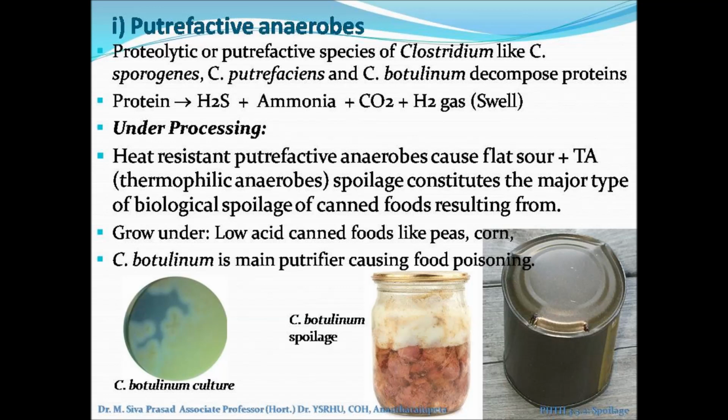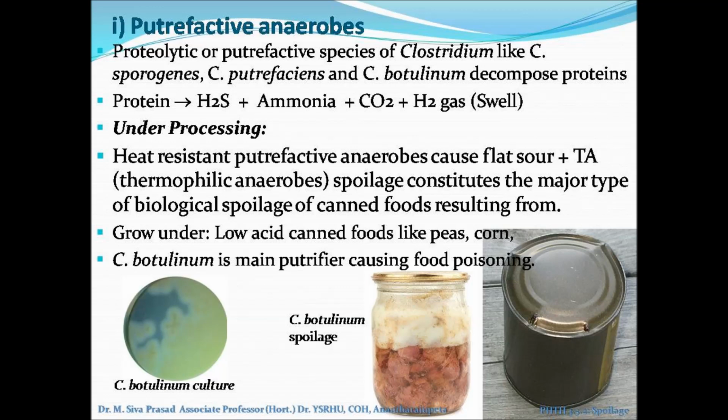The protein of the food is decomposed to produce hydrogen sulfide, ammonia, and gases like carbon dioxide and hydrogen, which will eventually cause swelling. This type of putrefactive anaerobes or proteolytic spoilage, proteolytic in the sense they cause decomposition of the proteins, that's why they are called proteolytic bacteria. This kind of spoilage is due to under processing.